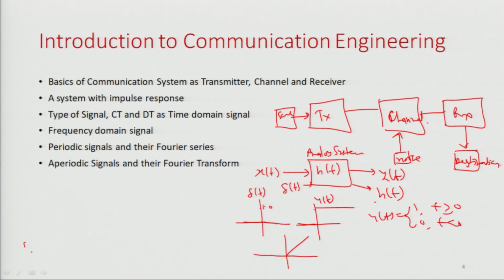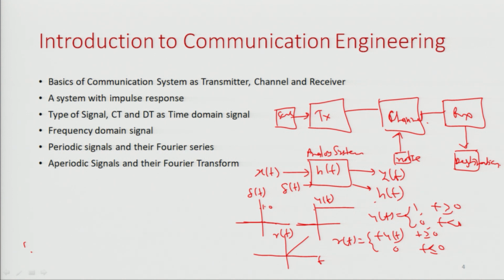Other basic signals: next is the ramp signal r(t), whose value is r(t) = t u(t). Suppose this is the t axis, then its value equals t, and 0 in the negative region. It is 0 for t less than 0, and t for t greater than or equal to 0. It is not equality here.